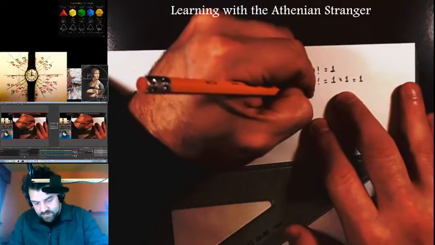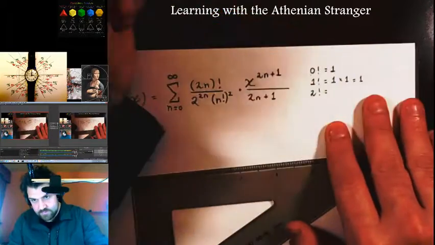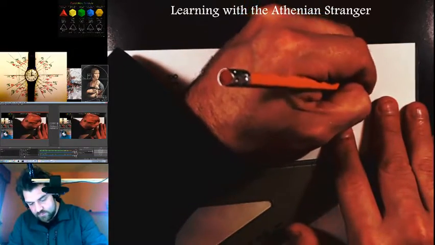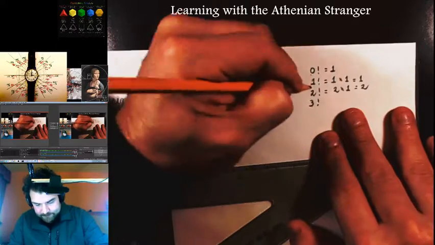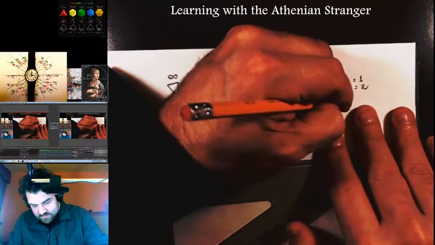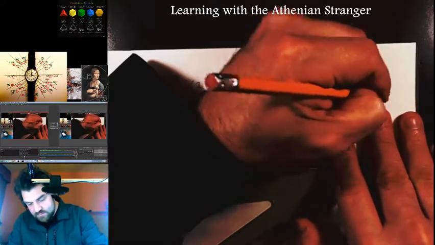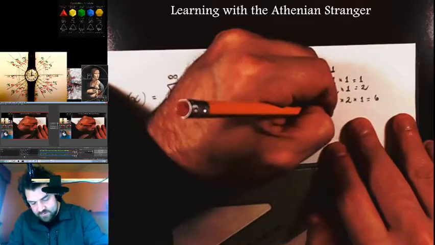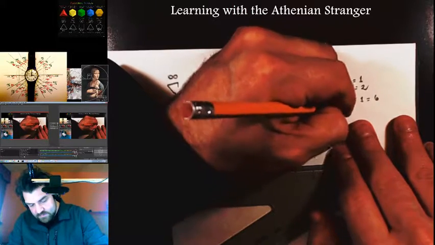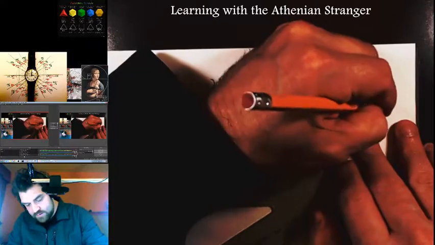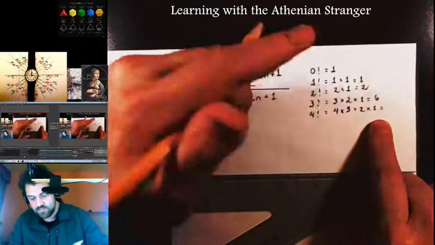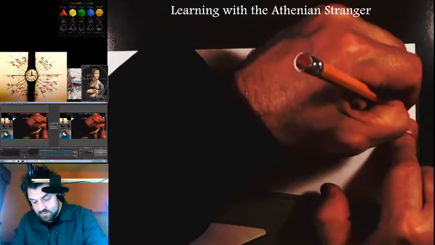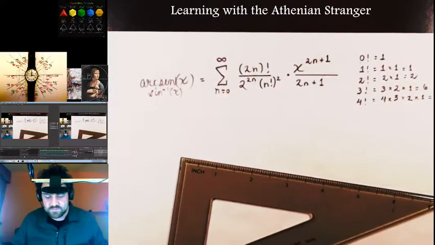Now, 2 factorial equals 2 times 1 equals 2. 3 factorial equals 3 times 2 times 1 equals 6. 3 times 2 is 6 times 1 is 6. 4 factorial, I'll just stop at 4 because you can see how this continues on, equals 4 times 3 times 2 times 1. 4 times 3 is 12, 12 times 2 is 24, 24 times 1 is 24. So that's how you do factorial math. That's really all you need to know.